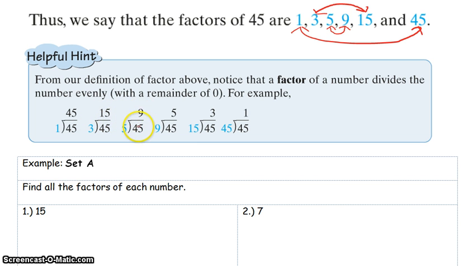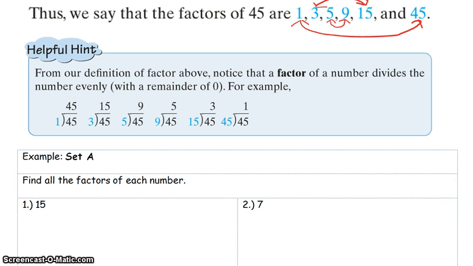We know 5 times 9 is 45. So 5 goes into 45 9 times. 9 goes into 45 5 times. Now 15 goes into 45 3 times, because 15 times 3 is 45. And 45 goes into itself 1 time.